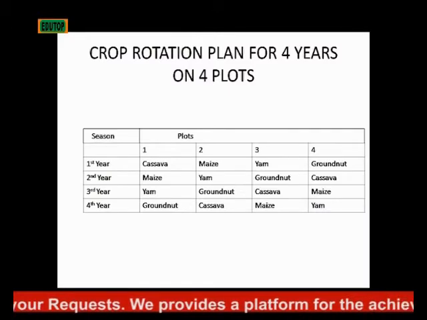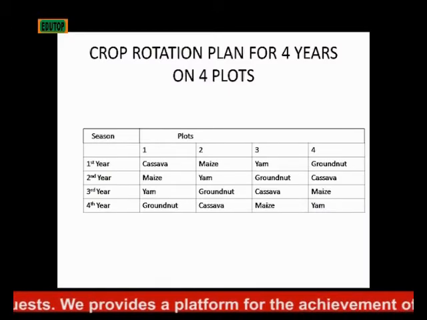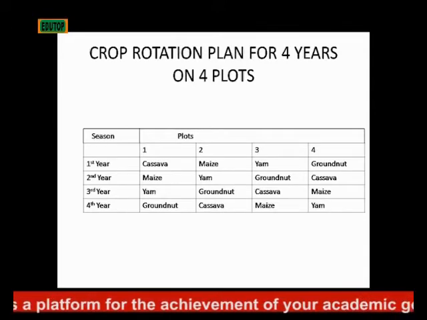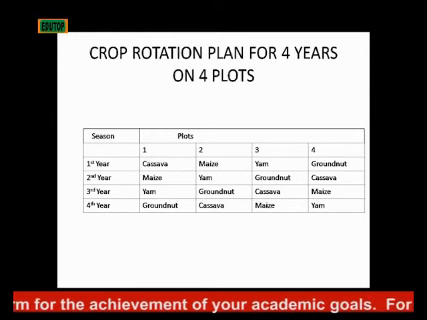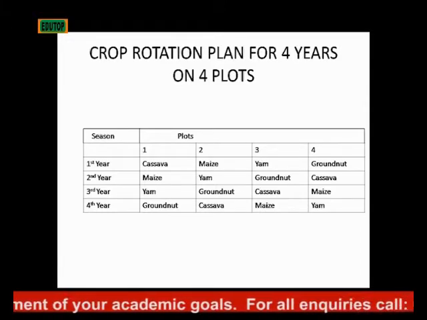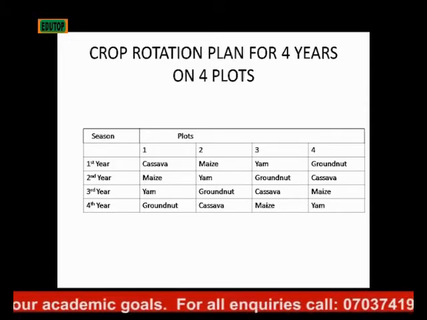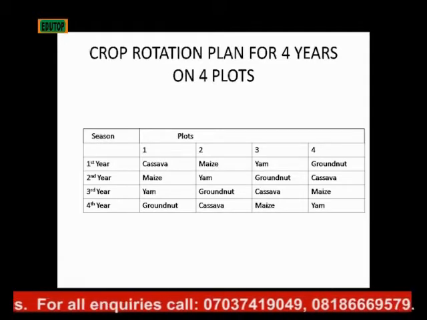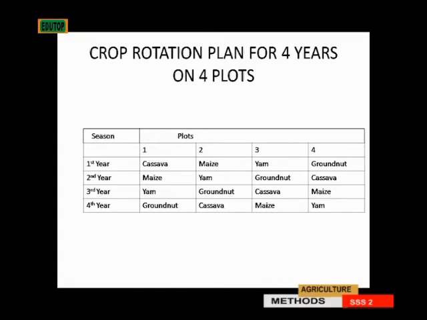So this is a crop rotation plan for 4 years on 4 plots. Now we have season, then we have the plots. Look at this. In the first year on plot 1, we planted cassava. Then the next plot planted maize. The next planted yam, then groundnuts. In the second year, you have maize followed by yam, followed by groundnuts and cassava. Then you have yam followed by groundnuts, followed by cassava, then your maize. In the fourth year, you have groundnuts, cassava, maize, then your yam.